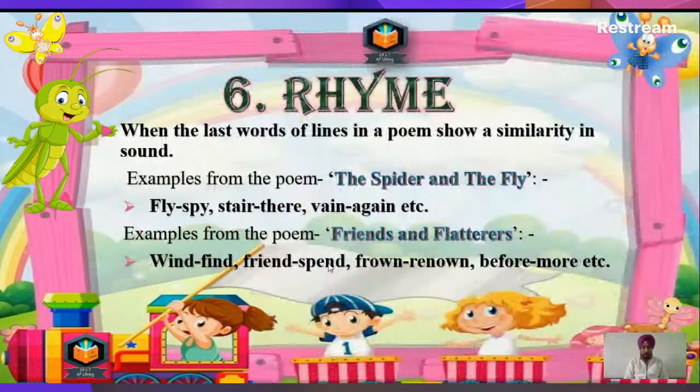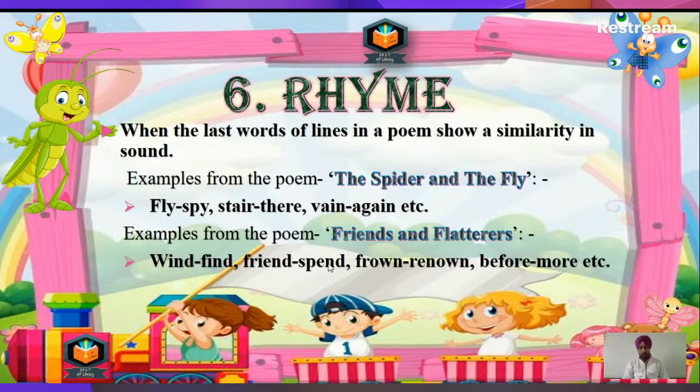Next we have rhyme. Rhyme is when the last words of lines in a poem show a similarity in sound. Examples from the poem The Spider and the Fly: we have fly, spy. These are rhyming words at the end of the adjacent lines. So this is rhyme. Stare, there, vain, again, etc. More examples are there in your poem. You can read the full poem for more examples. Last words of lines in a poem show a similarity in sound.